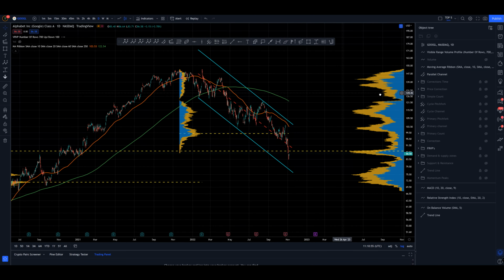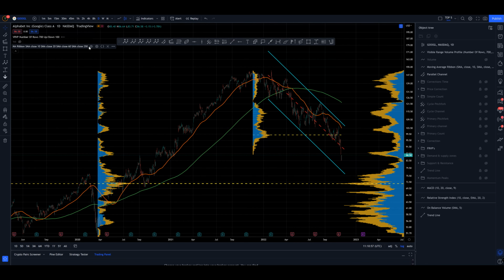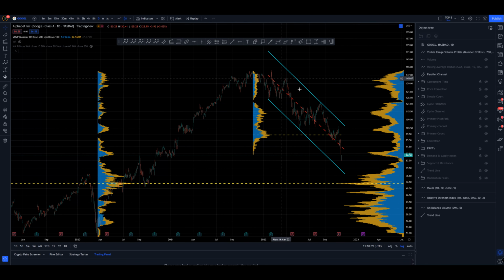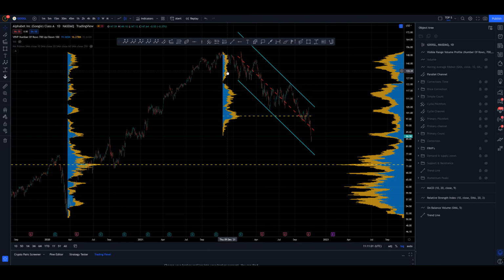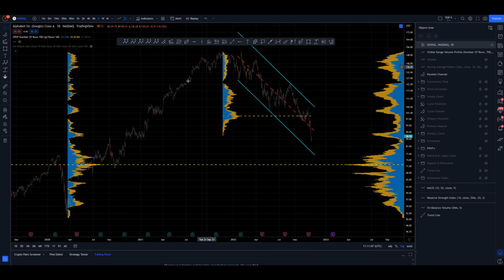But anyway, that's our moving averages there. We're below the 60 and the 250. We have got our sell-off here, which we've got a fixed range volume profile on. I'm using fixed range volume profile for this impulse to the high. We can see where we've got our points of control.